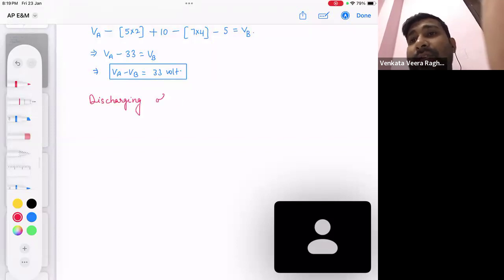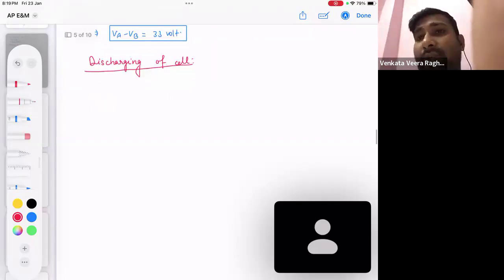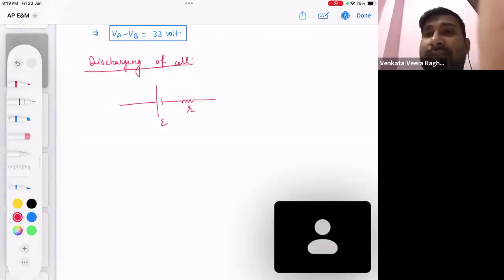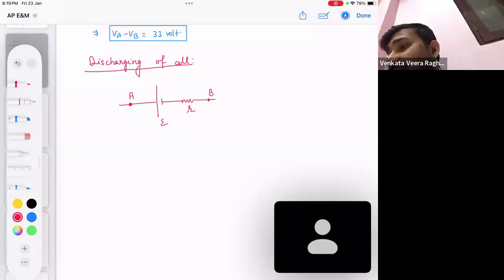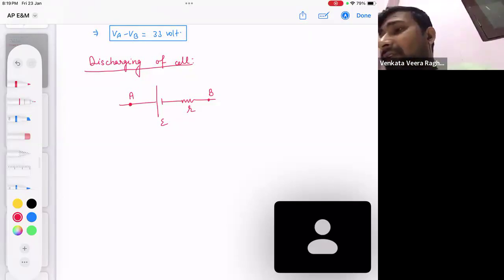So discharging of a cell, charging of a cell, what is the difference in these two? Let me just draw the circuit. There is a cell, it has some EMF. This is called the EMF of the cell, this is called the internal resistance. This point is A, this point is B. How do I call this cell discharging or charging? What is the difference between charging and discharging of a cell?